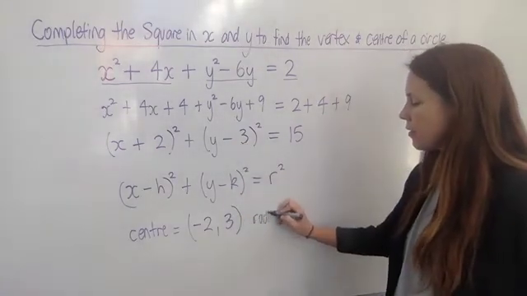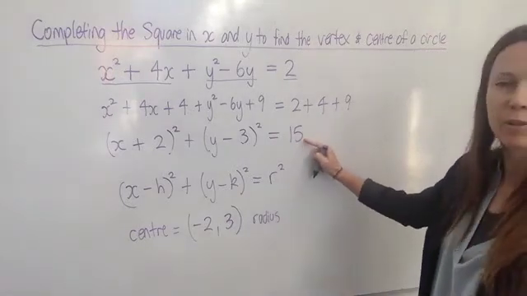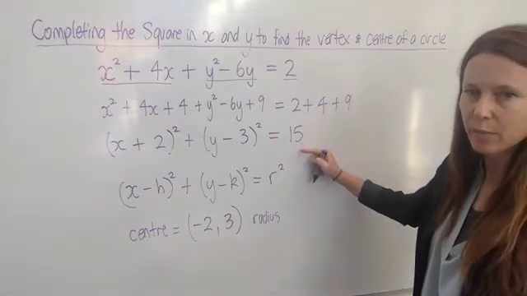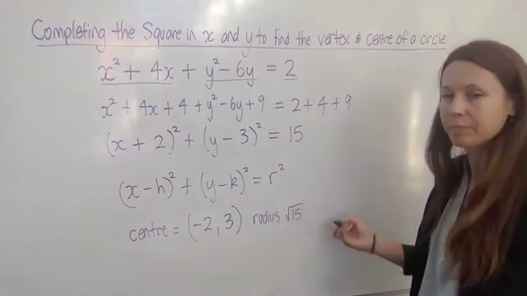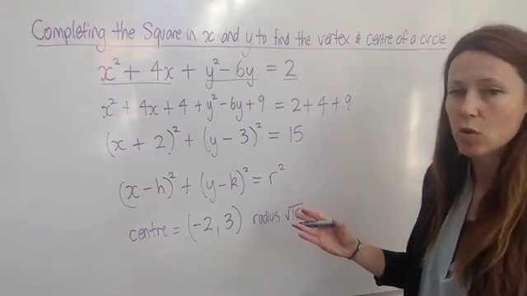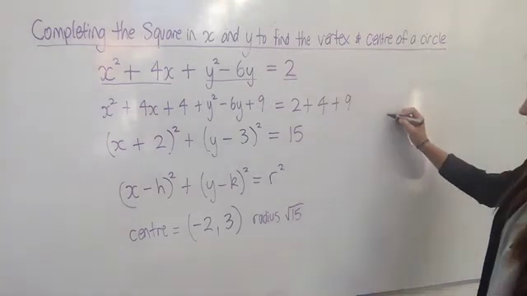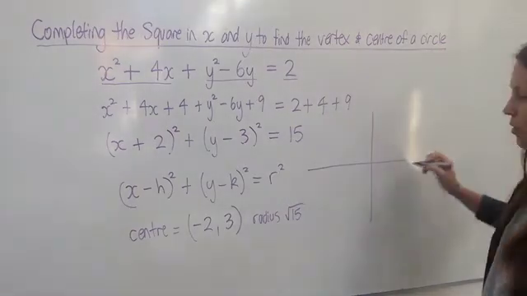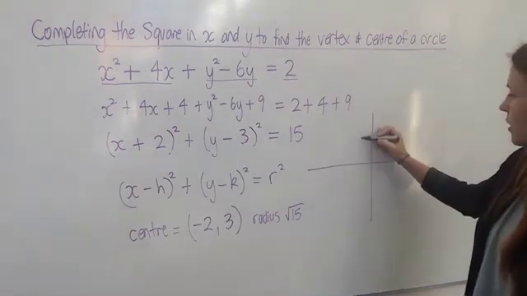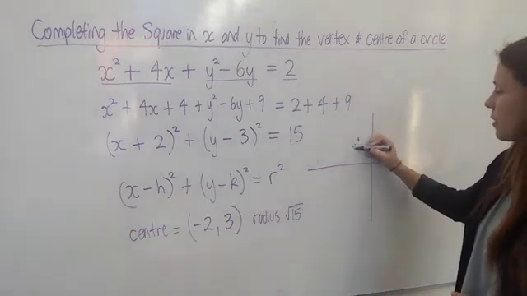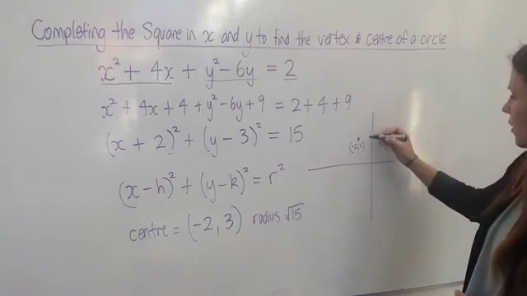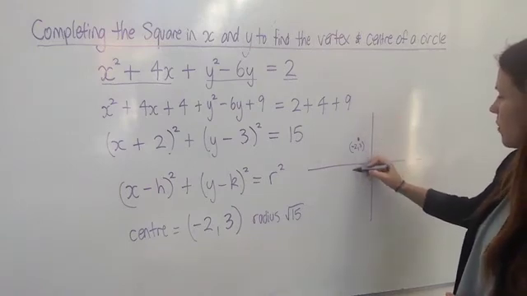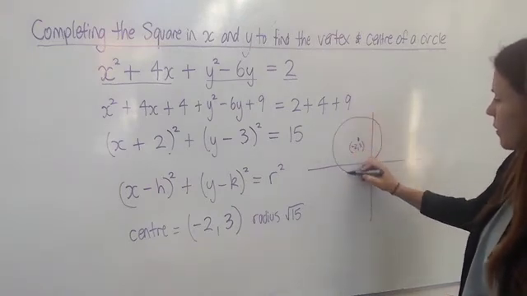And the radius, well, if radius squared equals 15, and the radius has to be positive, then the radius must be the square root of 15, which is a little less than 4. That's enough for me to very quickly and easily graph this thing. I can draw this up and say minus 2, 3 is up here somewhere. My radius is almost 4, so it's going to probably look something like this.